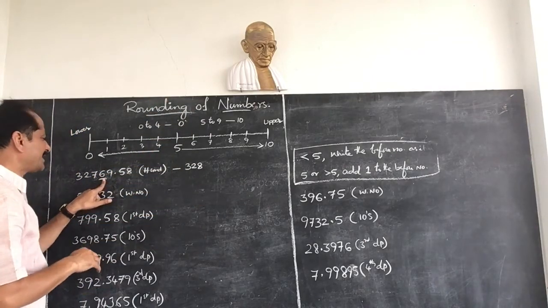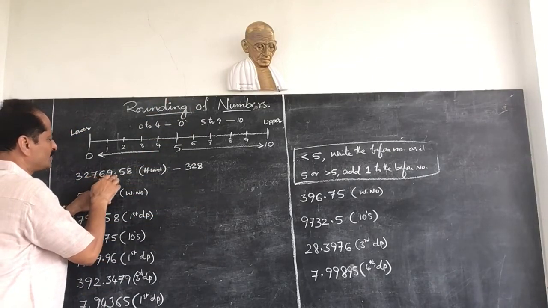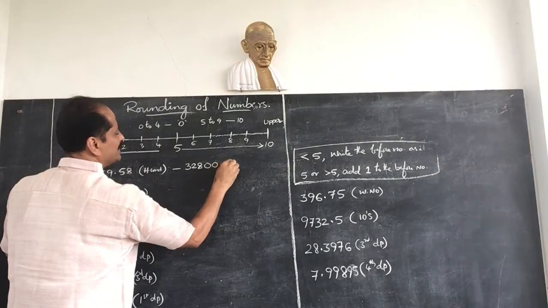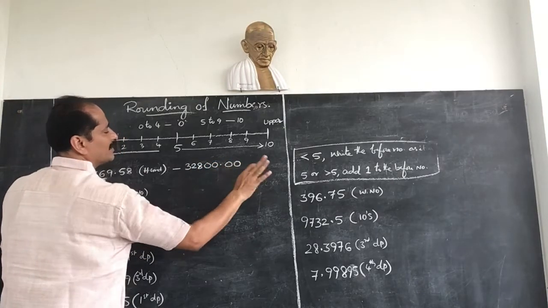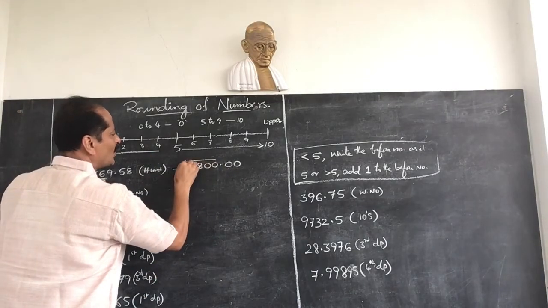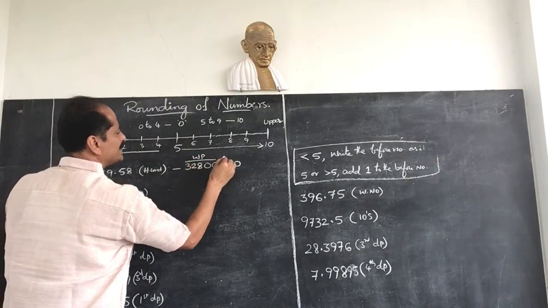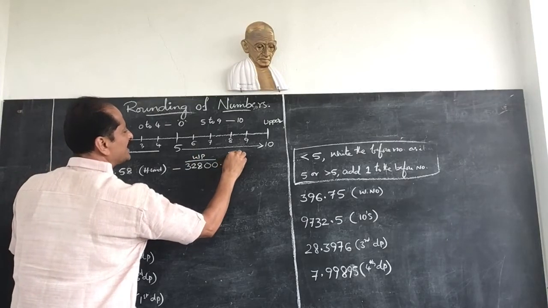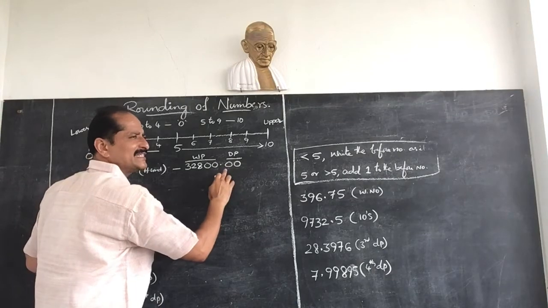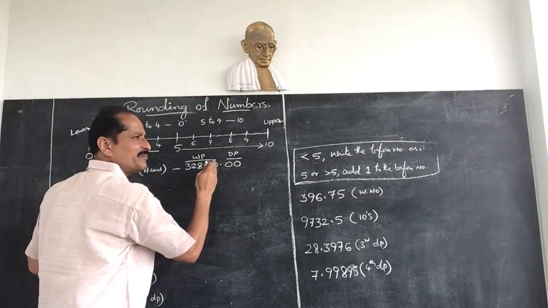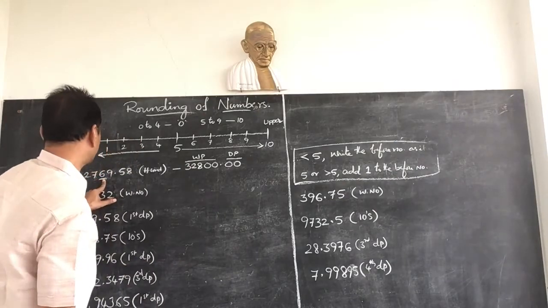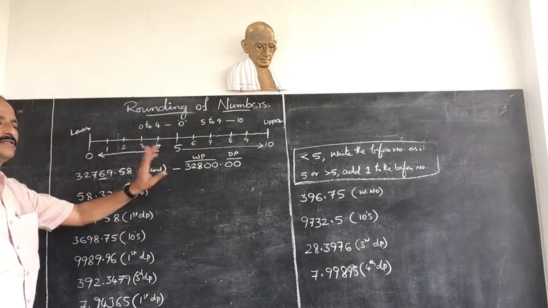So how many are there? Including this 1, 2, 3, 4. So these 2 zeros go under the whole number part and these 2 under the decimal part. The digits which are after the decimal point are known as the decimal part. The digits which are before the decimal point are known as the whole number part. Okay? So this is rounding off to the hundreds place.